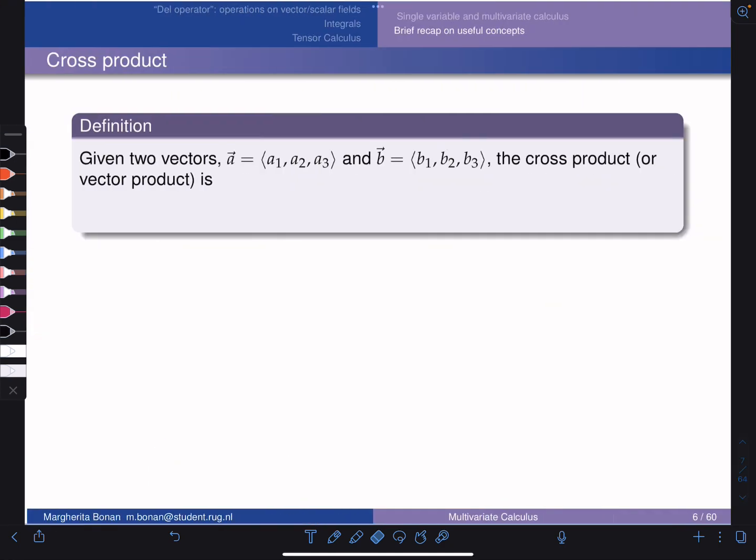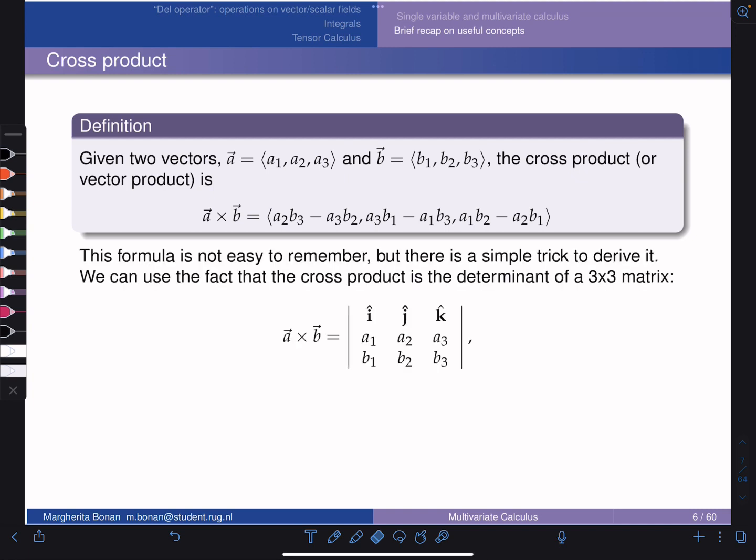Now we're going to move on to the cross product, which is defined only for 3-dimensional vectors. So taking A and B as shown, we know that the vector product is given by this formula. This is a bit tricky to remember, but there is a simple tool that we can use: the cross product can be found as the determinant of this matrix.